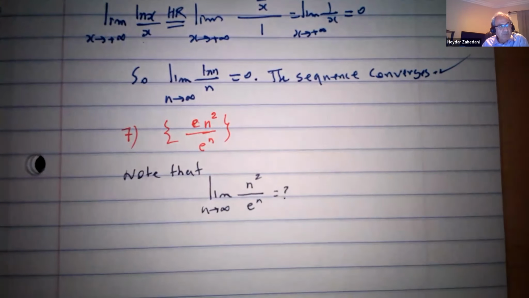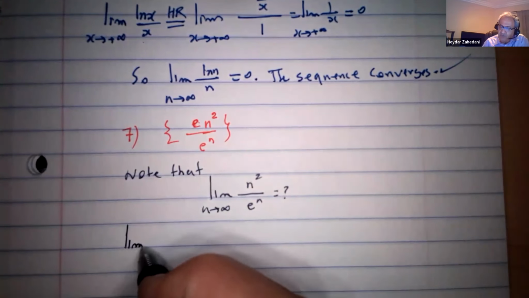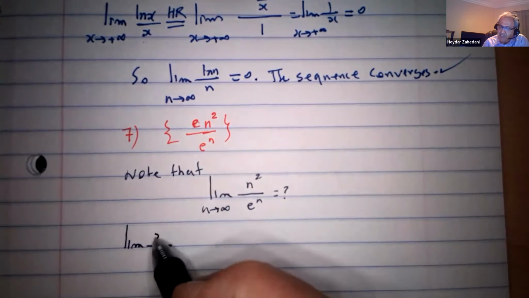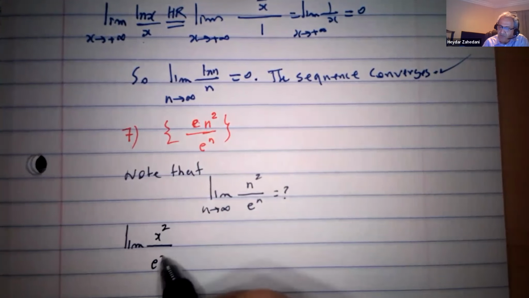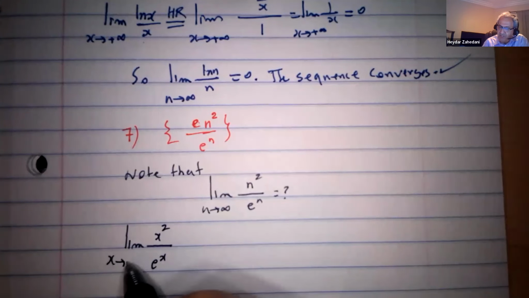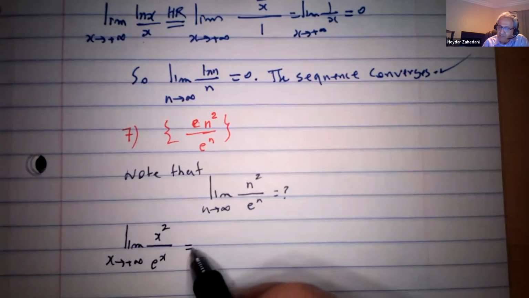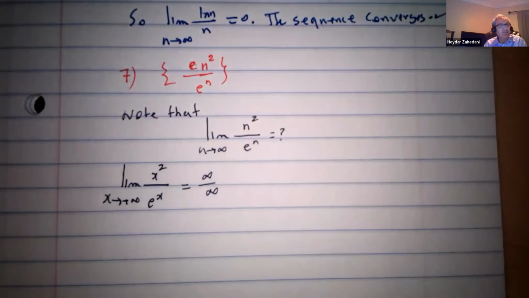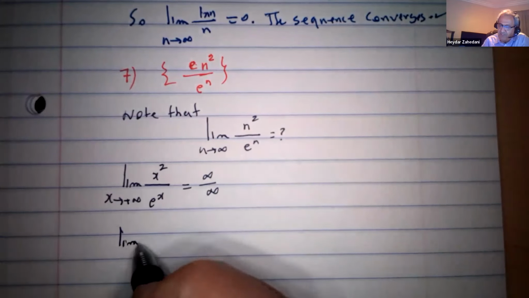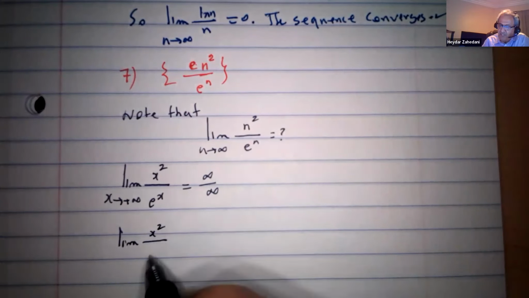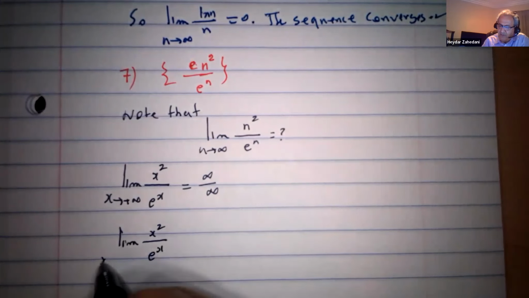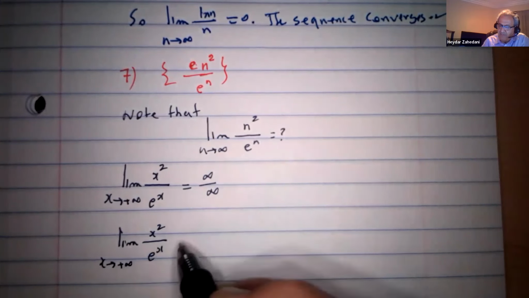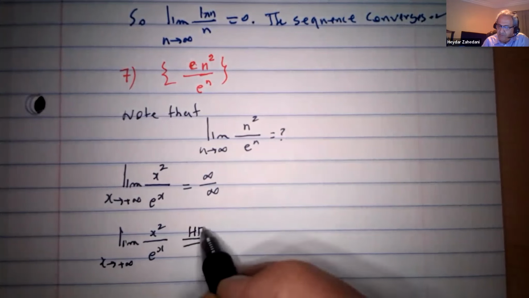Again, if you want to use L'Hopital rule, you have to change it to x. So we consider x squared over e to the x, x goes to positive infinity. Now this would be infinity over infinity, so this means we can use the L'Hopital rule. So this is going to be the limit of x squared over e to the x, x goes to positive infinity, L'Hopital rule.